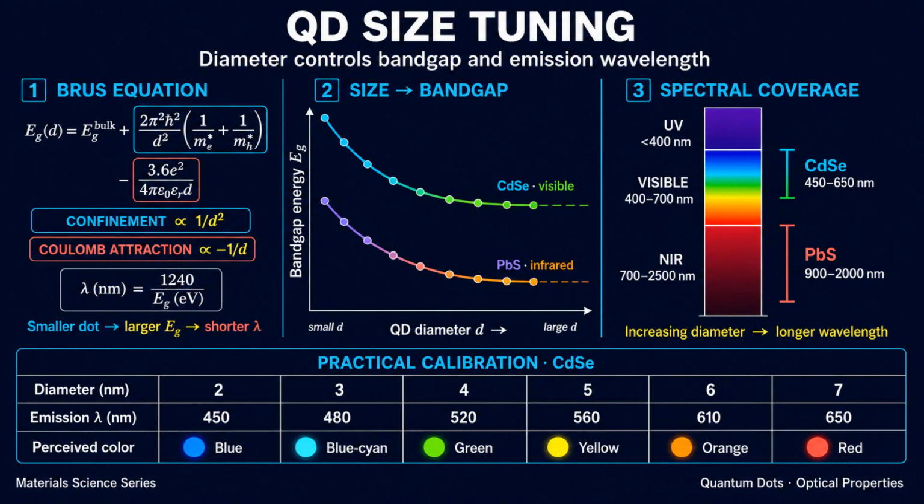For CdSe, a practical calibration shows 2-nanometer dots emit around 450 nanometers in the blue, 4-nanometer dots emit around 550 nanometers in the green, and 6-nanometer dots emit around 620 nanometers in the orange-red. This precise size-color relationship is why synthesis control is so critical for quantum dot applications.